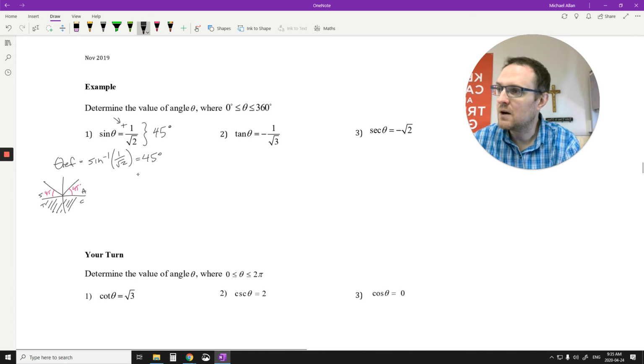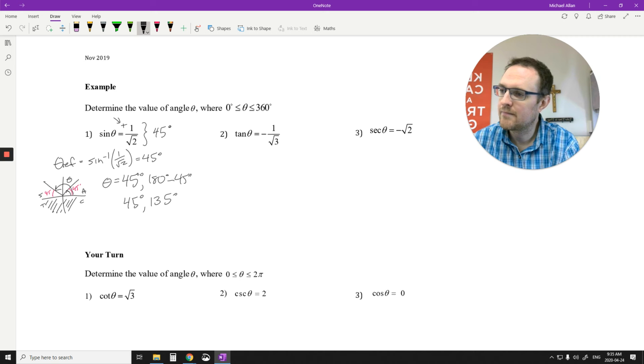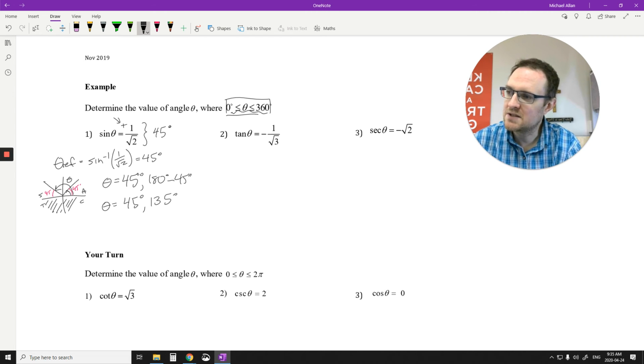And then I want to determine the standard position angles. Because the reference angle and the standard position angle in the first quadrant are the same, one is 45 degrees. And another is going to be 180 minus 45, which ends up being 135. Double check your domain. One circle around, so these two numbers fit within that domain. So there's my answer. All right, so we could do the same thing for this next one here.